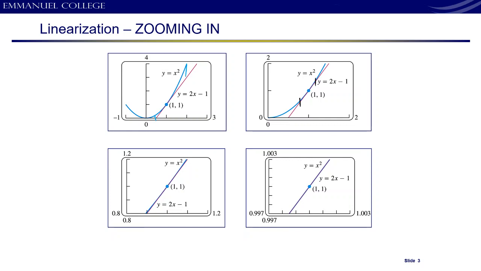Now, this one is zoomed in with only 0.003 up and down, that's pretty extreme. But if you notice, once you zoom in that much, the tangent line is almost exactly the original function, which is going to be very useful.